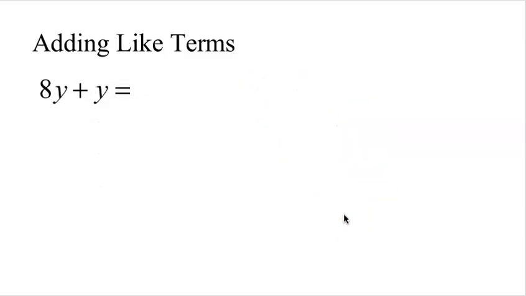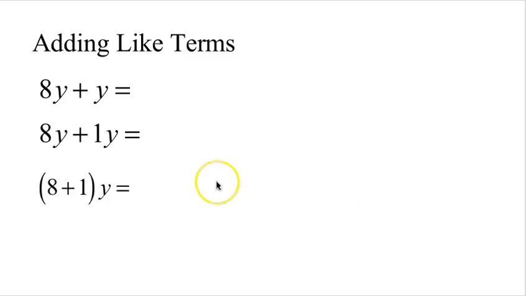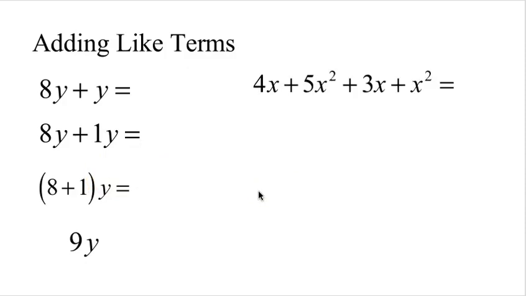Now how do I handle 8y plus y? Well, when you have a variable by itself, it's helpful to put a coefficient of 1 in front of it. So now I have 8y plus 1y, and it's much simpler to do. In that case, again, factor out the y, parentheses 8 plus 1 times y. 8y plus 1y will give me a total of 9y. So indeed, 8y plus y is 9y.